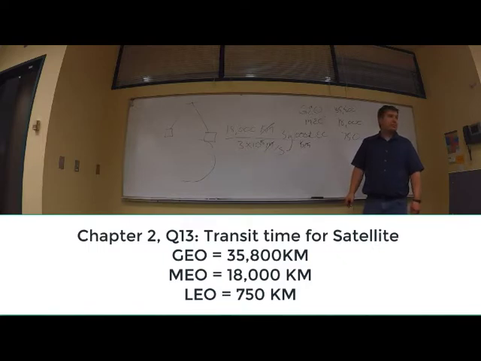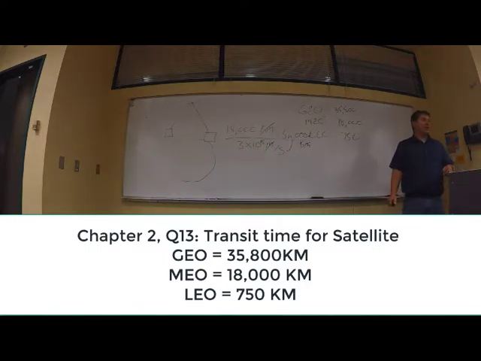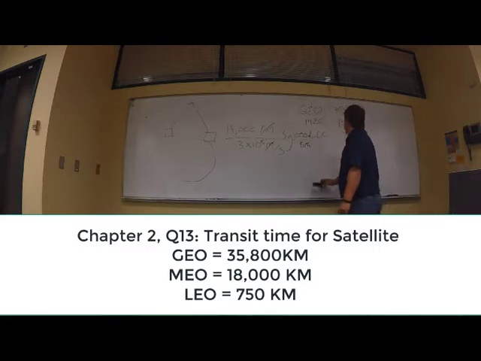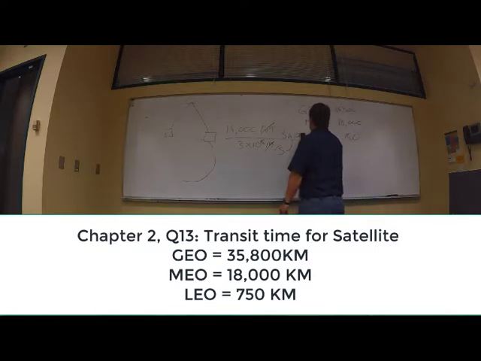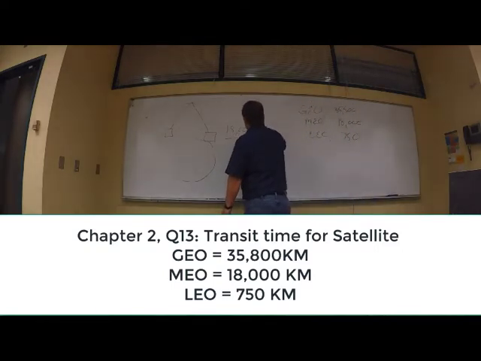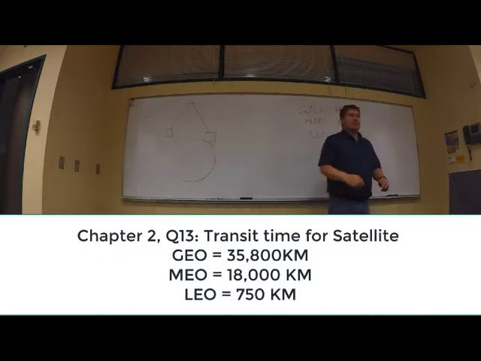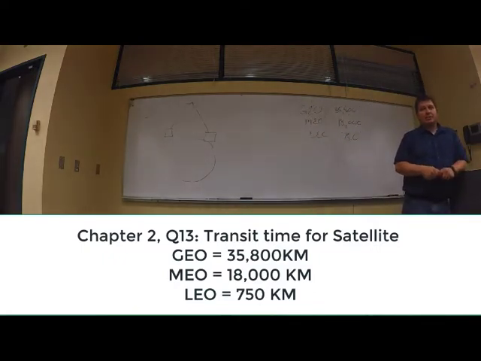Now, that answer is one way. We need to double it to get the real answer. So it's 0.06 times 2, which is 0.12, or 120 milliseconds. And for low Earth, way faster. Guys, can you work out low Earth by yourselves?